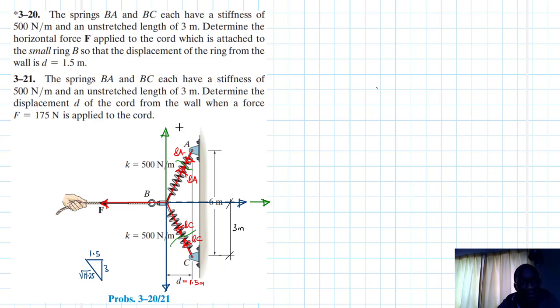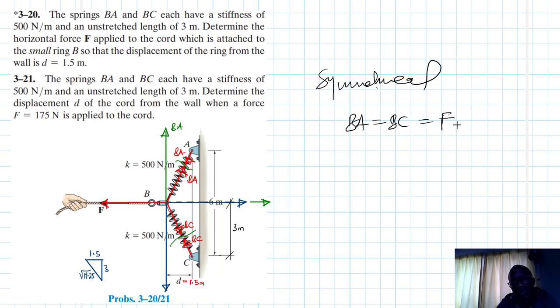So this one is BA, BA times the rise. This slope applies for both because this particular system is symmetrical, so you expect BA to be equal to BC. Okay, the system is symmetrical about this horizontal axis, right? So because of symmetry, you expect BA to be equal to BC, which is just equal to Fs, the spring force. Okay, right.